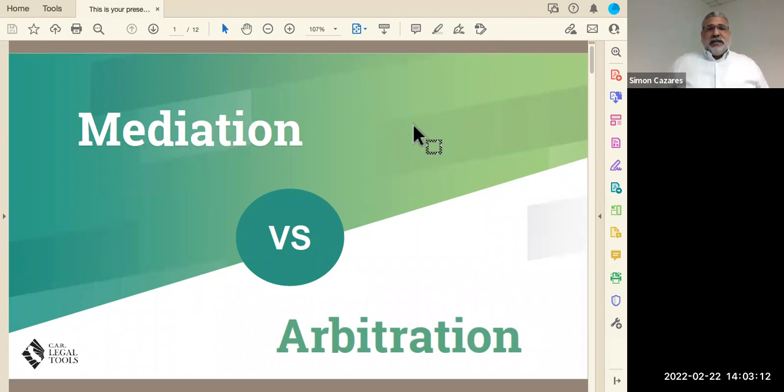Training, we're going to be discussing mediations versus arbitrations, okay? We get a lot of people that get a little confused on the difference between what is a mediation and what is an actual arbitration. Now, both are part of the purchase agreement.